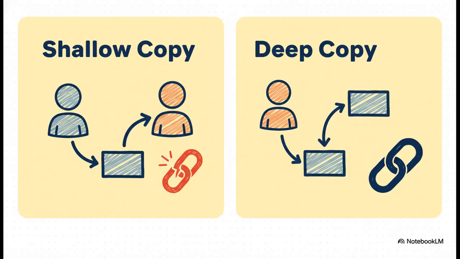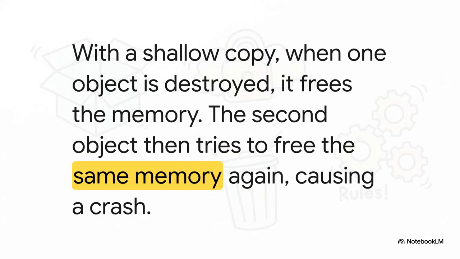So what's the bug? Well, it comes down to the difference between a shallow copy and a deep copy. See, the compiler's default behavior is to just do a shallow copy. If you have a pointer, it just copies the pointer's address. So now you have two different objects pointing to the exact same piece of memory. But what you usually want is a deep copy, where you actually allocate a whole new chunk of memory and copy the data over.